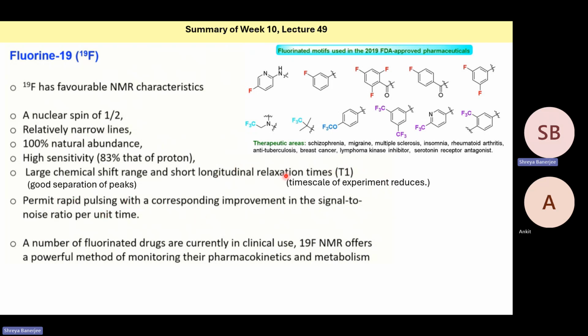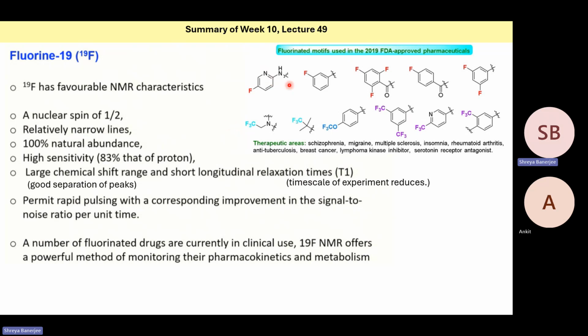And because the time scale of the experiment is reducing, we can scan the sample multiple times in order to improve the signal to noise ratio. Another advantage is that many of the drugs that are currently in use have fluorine. Suppose the drug itself does not have fluorine, then 19F NMR does not have any applicability, because we want to study the metabolism of the drug. But many of the drugs commonly in use, shown here, contain fluorine. And so we are able to study the drug and how it is metabolizing in the body using 19F NMR.